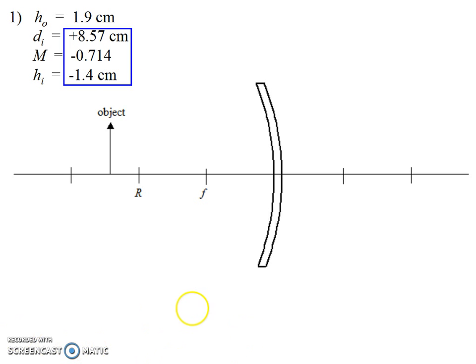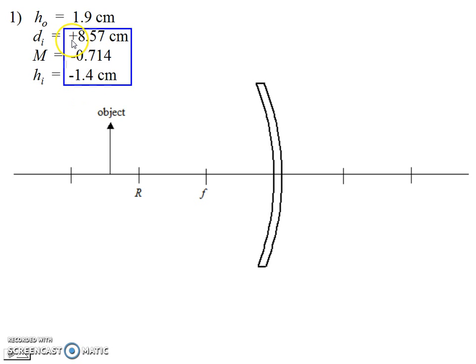that you measured the object height, that's the height of the arrow here, as 1.9 centimeters. We all agreed on that. You calculated di is positive 8.57 centimeters. You calculated magnification is negative 0.714. And from this, we applied this to get the height of the image as negative 1.4 centimeters.